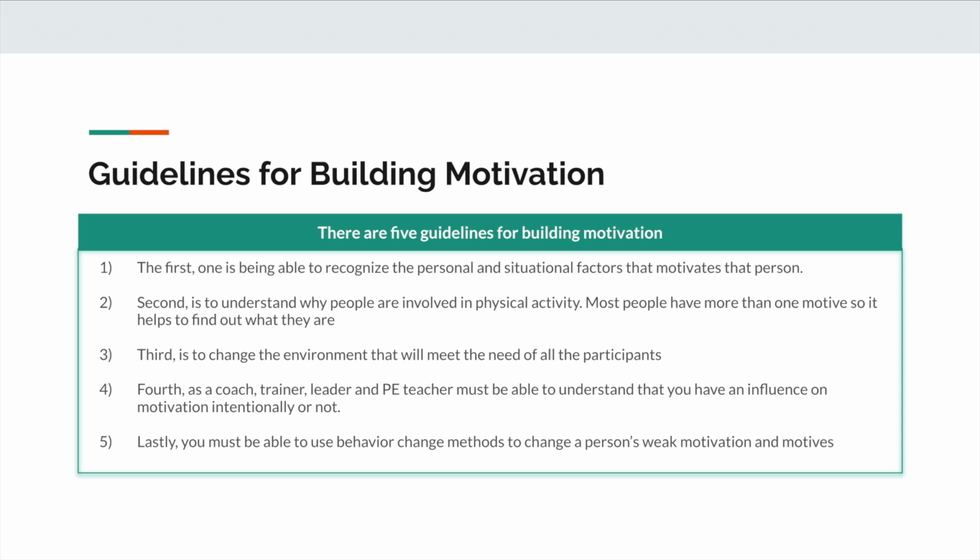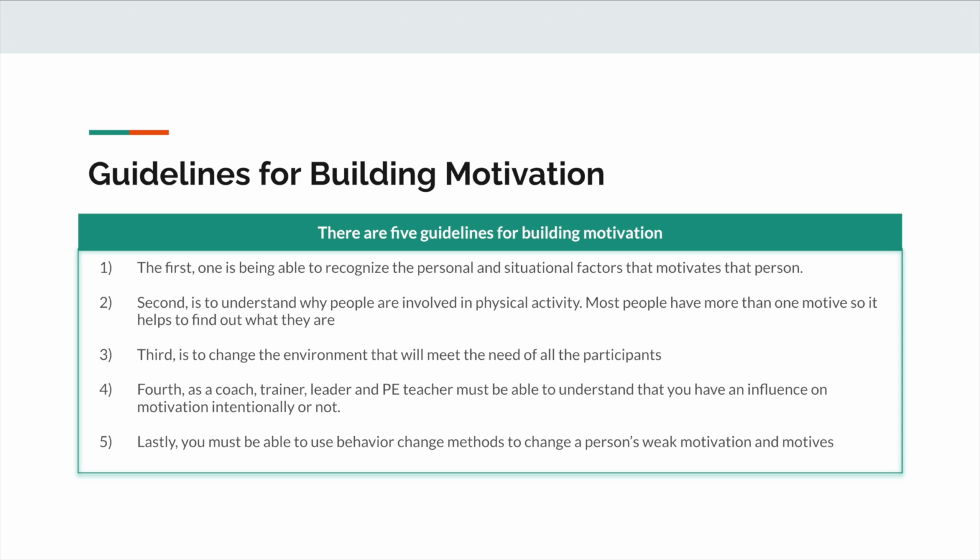Okay, so there are 5 steps or guidelines for building motivation. The first one is being able to recognize the personal and situational factors that motivate a person. Second is being able to understand why a person is doing their specific physical activity, so playing soccer, running, jogging, and even working out. Usually a person has multiple motives, and you need to figure out what those motives are so they continue to build motivation for it.